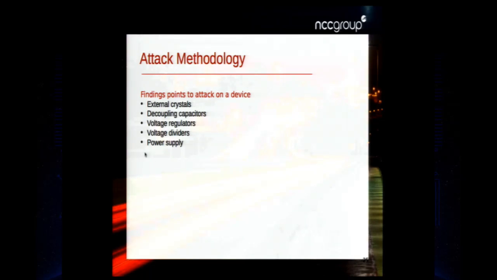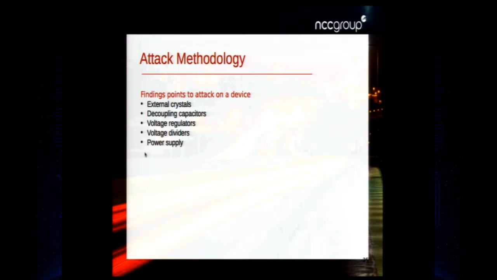So when you're trying to find points to attack on any sort of device, depending on what you're trying to target, you're going to be looking for certain things on the board. As an example, if you're trying to do a clock glitching attack, you should look for external crystals on the device and see if you can just rip those out and instead supply your own clock signals to it. Another thing is decoupling capacitors. If you're doing a clock glitching attack, you're also going to have to remove the pair of decoupling capacitors nearby the clock.